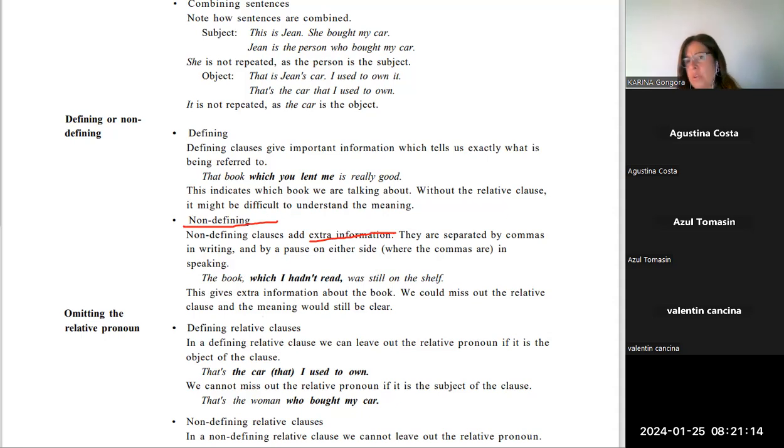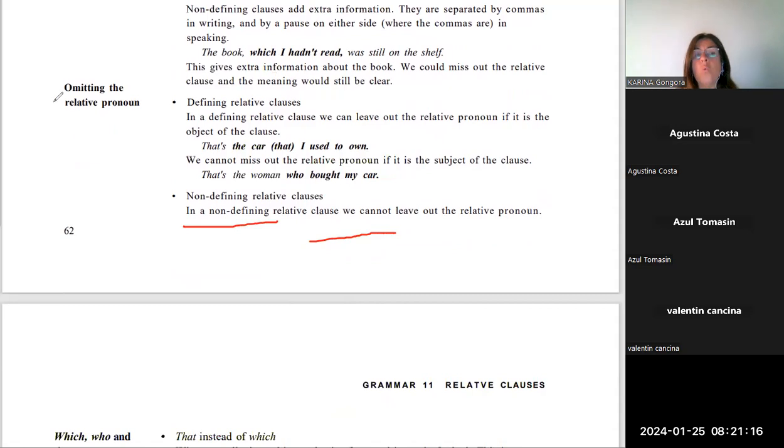Sometimes, and many times we do this when we are talking, we omit the relative pronoun. What is the meaning of this? We don't say it sometimes, right? In a defining relative clause, we can leave out the relative pronoun, only in defining. We cannot miss out the relative pronoun if it is the subject of the clause, of course. No podemos si es el sujeto de la oración. Eso nos damos cuenta solitos, porque no lo podemos hacer, right?